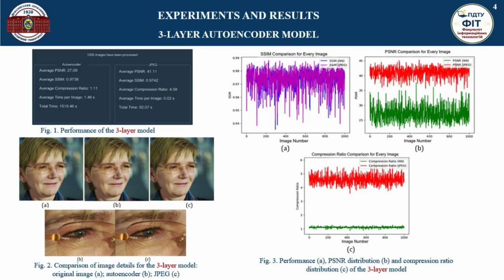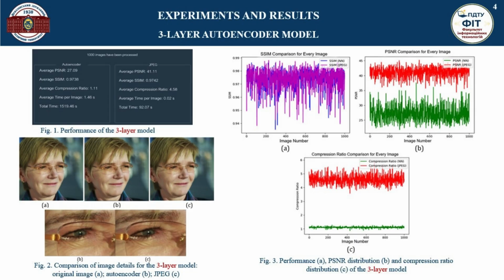The model achieved an SSIM score of 0.97. An SSIM value close to 1 indicates a high degree of structural similarity between the compressed image and its original. The SSIM distribution is presented in Figure 3a.